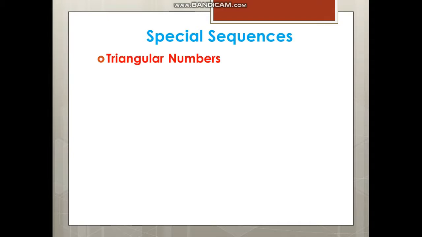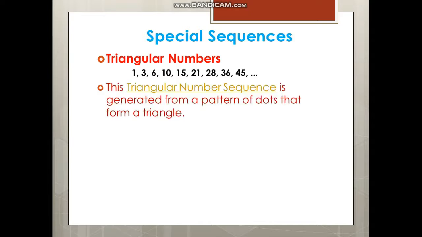Now the next sequence is the spatial sequence. There are so many types of spatial sequences, but right now we are going to discuss only one, which is triangular numbers. What are triangular numbers? Let's see. Here an example of triangular numbers is given. How have we gotten these numbers?